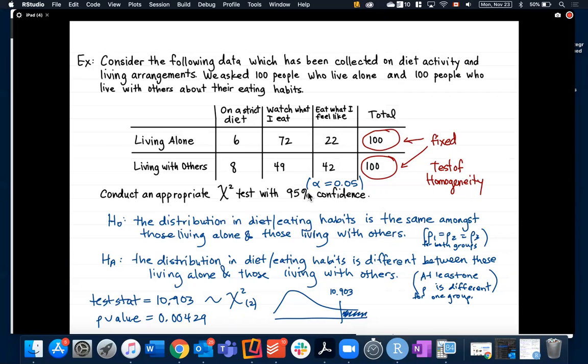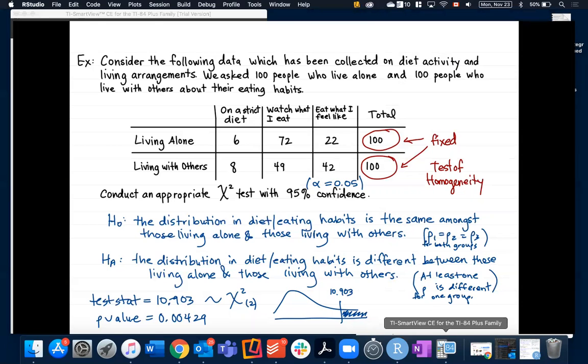yeah, it seems like actually those that live with others say that they eat whatever they feel like more, whereas those living alone have more that are actually watching what they eat. So that's sort of interesting to me. But again, either way, we're not going to speculate as to why. That's somebody else's job. But we do have significant evidence here to say that the distribution is different. I'll write that out at the end of the video.